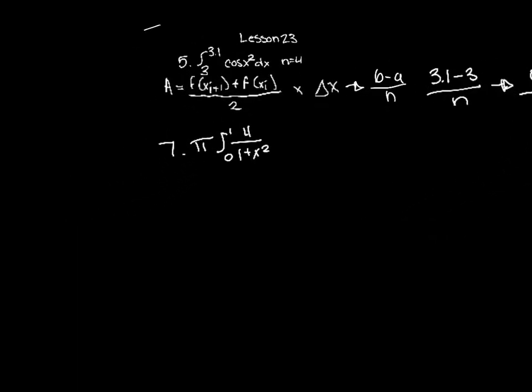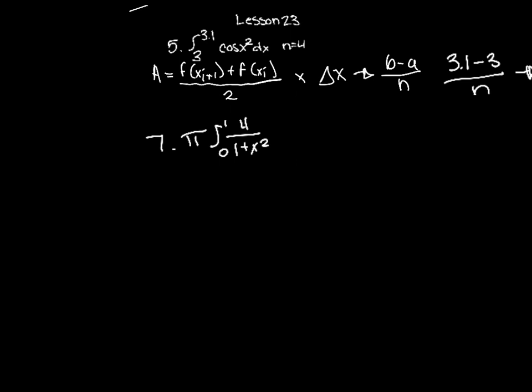Okay, number 7 is asking us, how can we prove that pi is equivalent to the integral from 0 to 1 of 4 over 1 plus x^2. Now at first glance you'll be like, wow, this is insane. And it is actually. But somehow we can prove this.